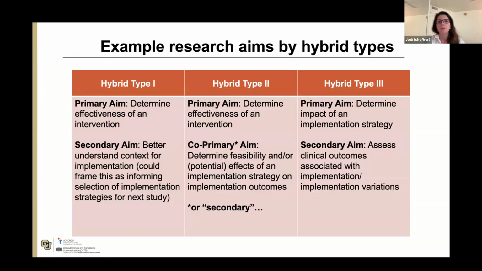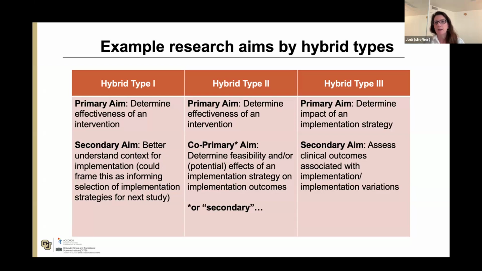So examples of research aims by hybrid types. The hybrid type 2 gets confusing for everybody, and it's like, how do I do that one? But the hybrid type 1 is where you're trying to primarily determine the effectiveness of an intervention. So you really want to make sure that it's delivered with fidelity as much as possible, with some adaptations. But that's your primary thing. And then at the same time, you're looking at understanding the context, like what kinds of contextual things influence how this goes. So you're really focusing more on trying to figure out if it's effective.